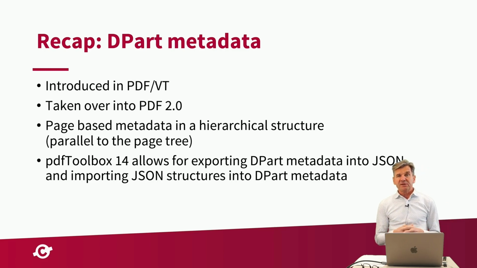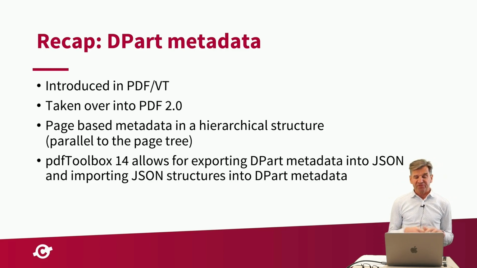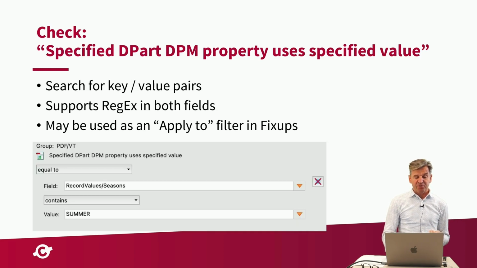Dpart metadata is used in pdfVT files to separate objects from each other. And we will see that in a second. pdfToolbox 15 now has a feature to find key value pairs in that metadata. So you can say specified dpart dpm property uses specified value. That is my new check. And I could then say the metadata key is, in this case, record value seasons, and the value is summer. And then pdfToolbox will give you all pages where that is the case.